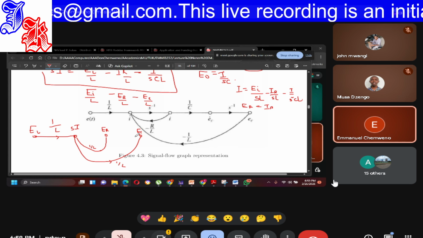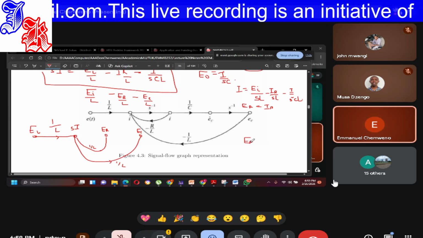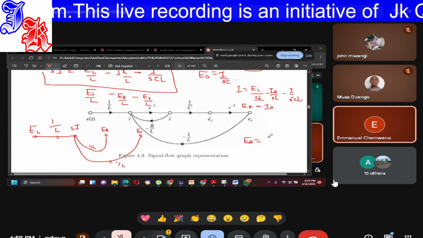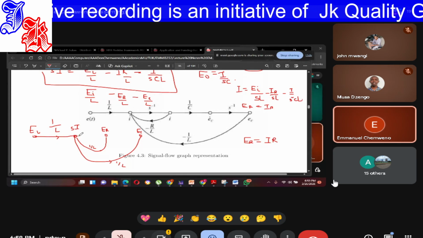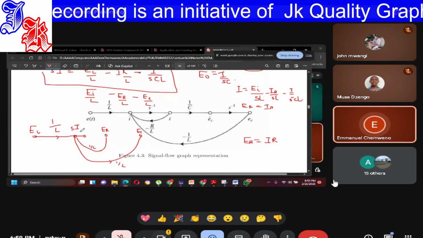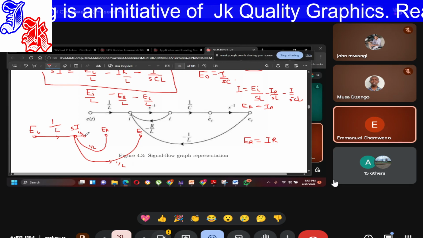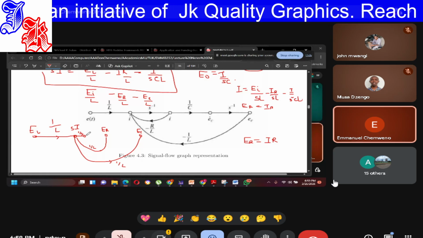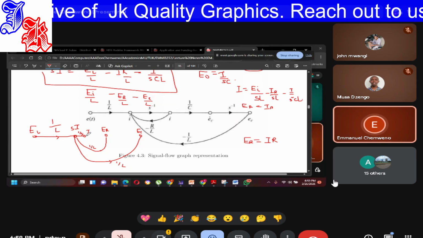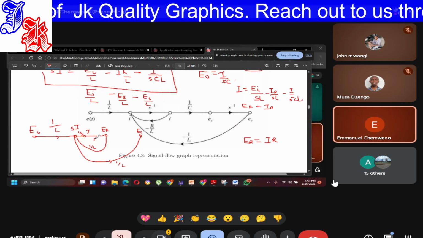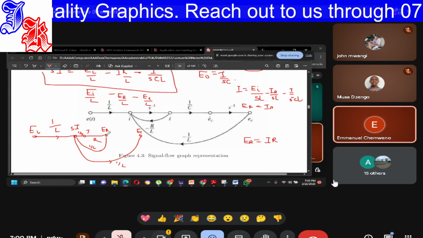One over L EC. Now, how do I get ER? ER is equal to IR. So to be able to get I, I will have to divide by 1 over S to get I. To get I, and then I multiply by R. I multiply by R to get ER.